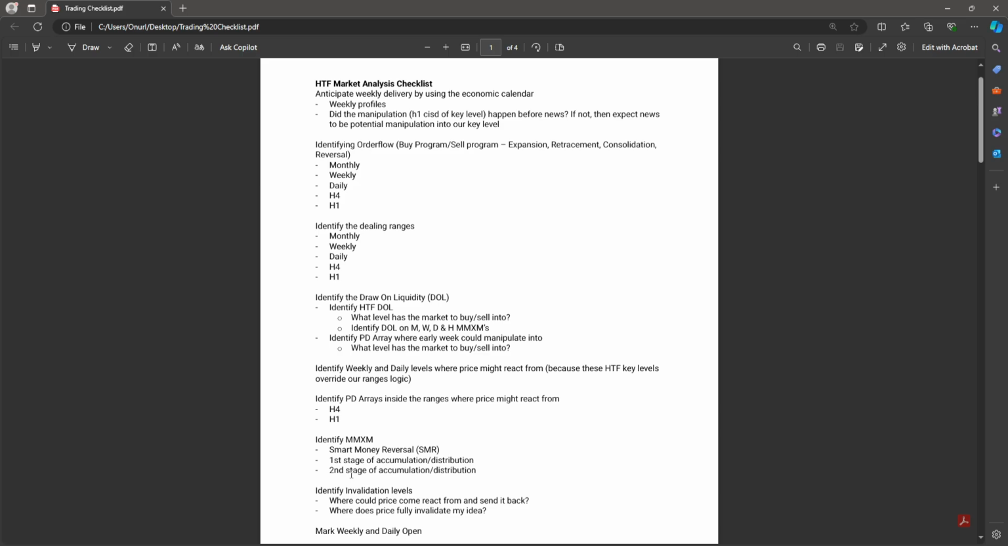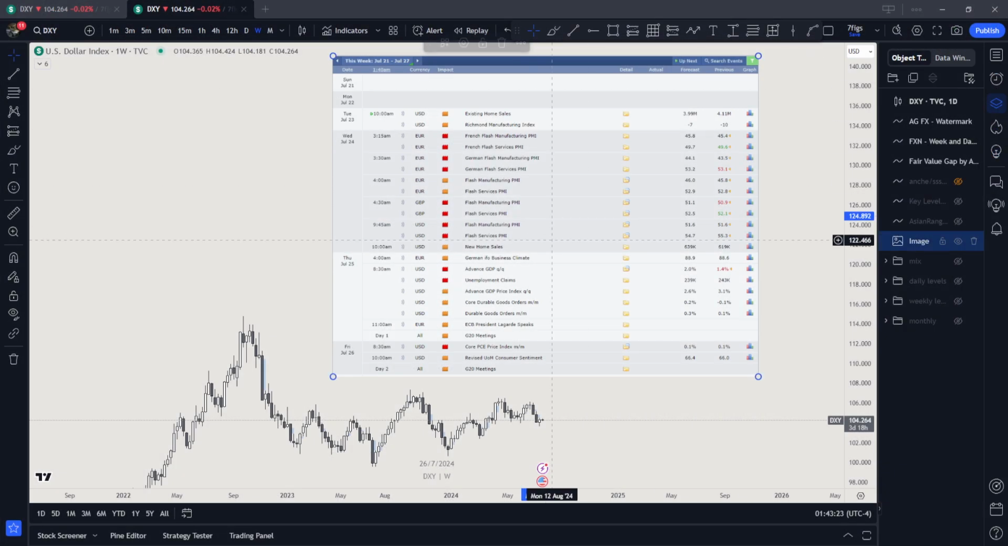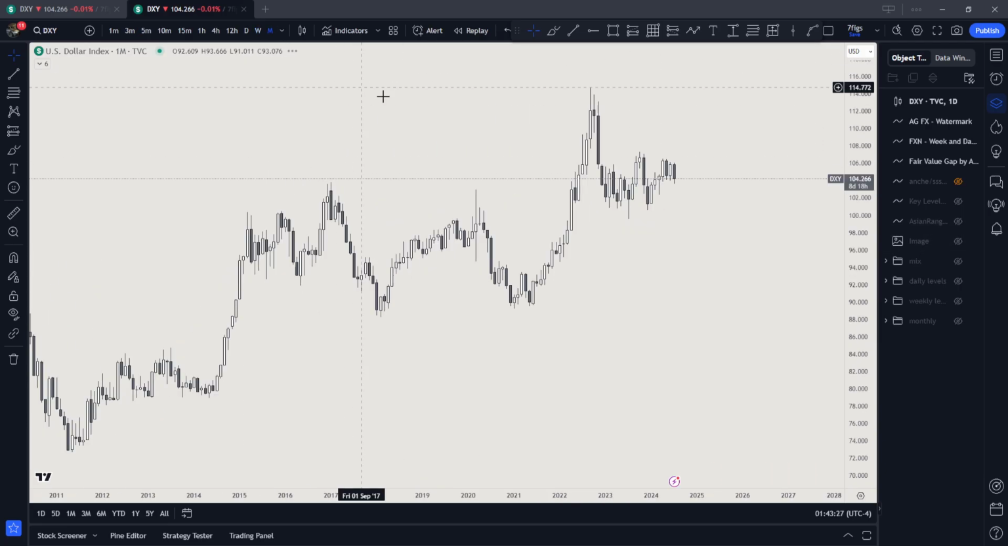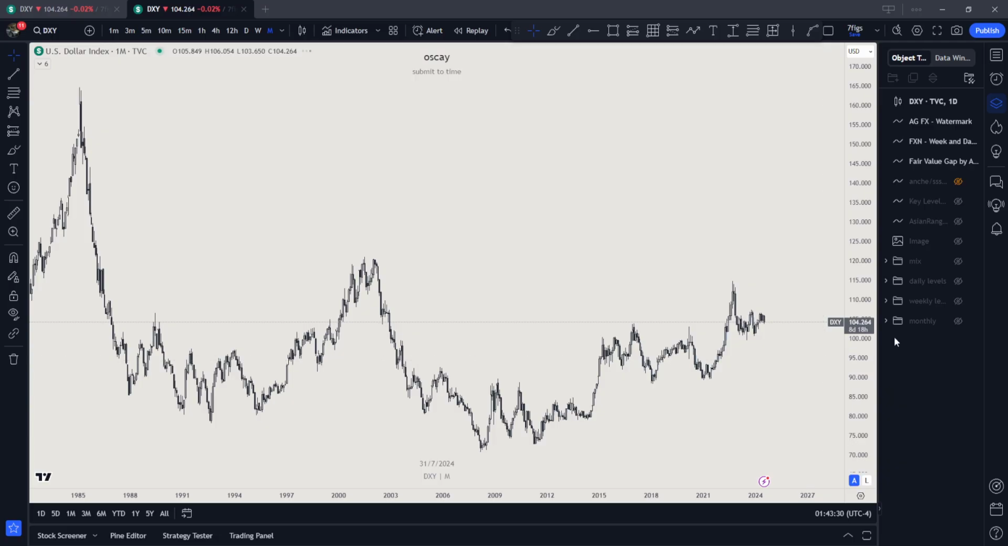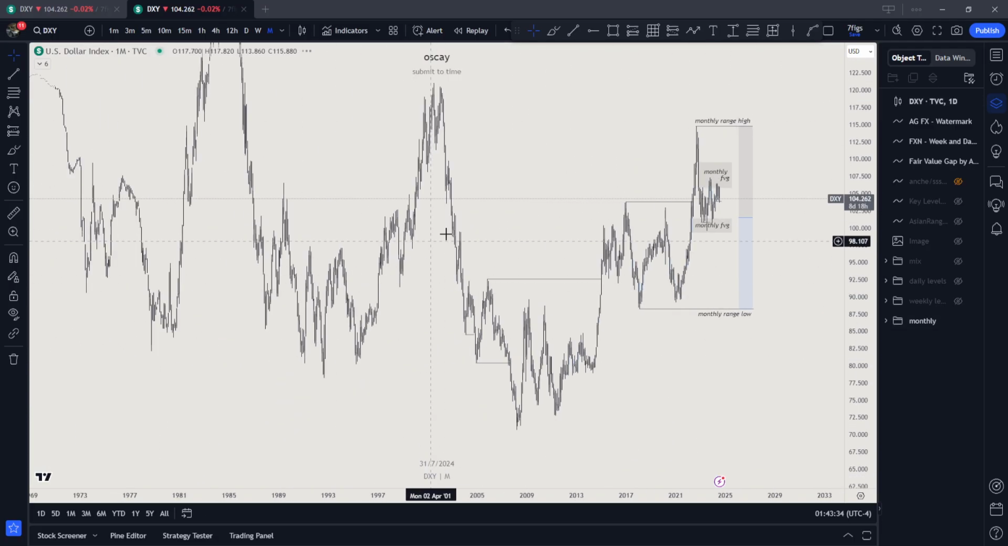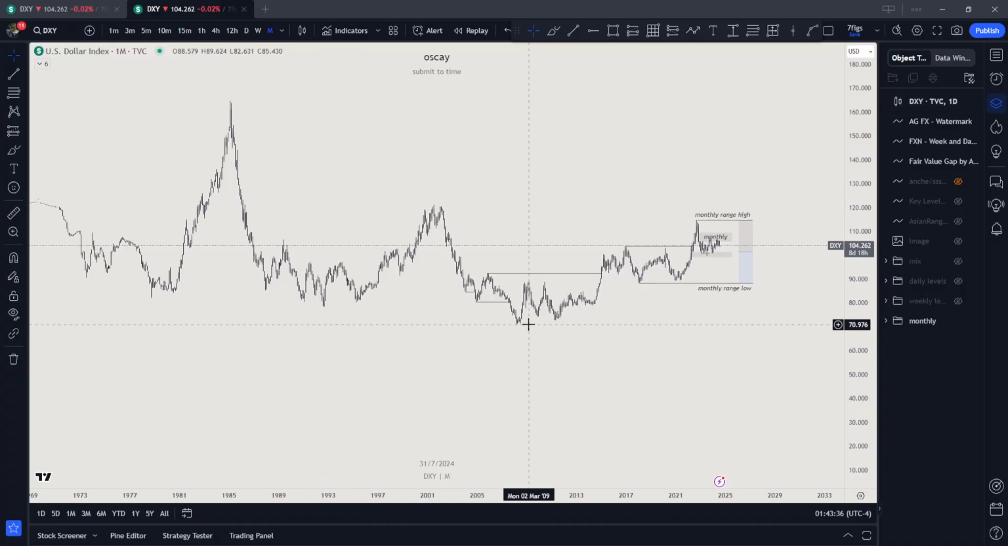After that, we are going to identify our order flow, and at the same moment, identify our dealing ranges. I've already done it, so I can show you guys properly. First, we start off on the monthly. What do we see? On the monthly, clearly, we were in a downtrend.